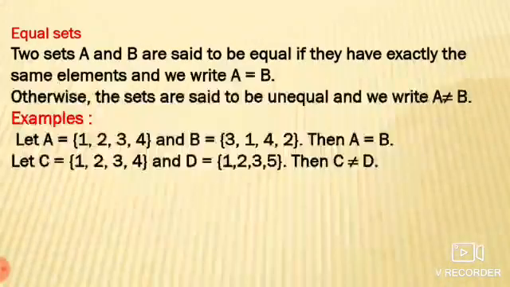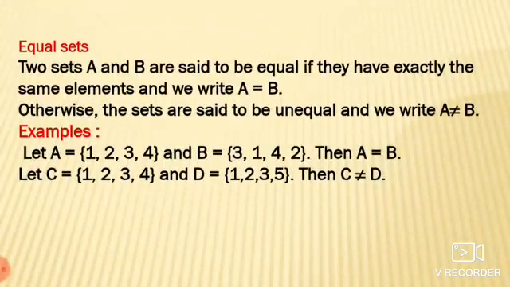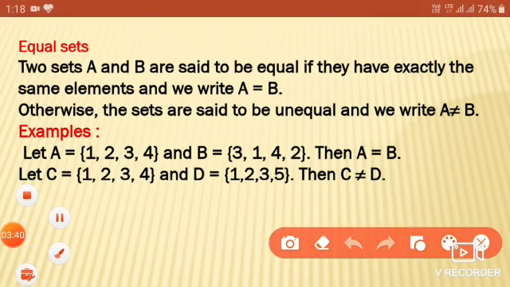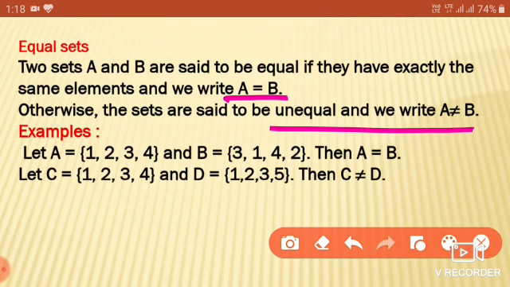Next we are going to learn equal sets. Equal means what? In the word itself you can say that two sets are said to be equal if they have exactly the same elements. If they have the same elements, you say that it is an equal set, and we will write it as A equal to B. If the sets are unequal, you will write it as A not equal to B.